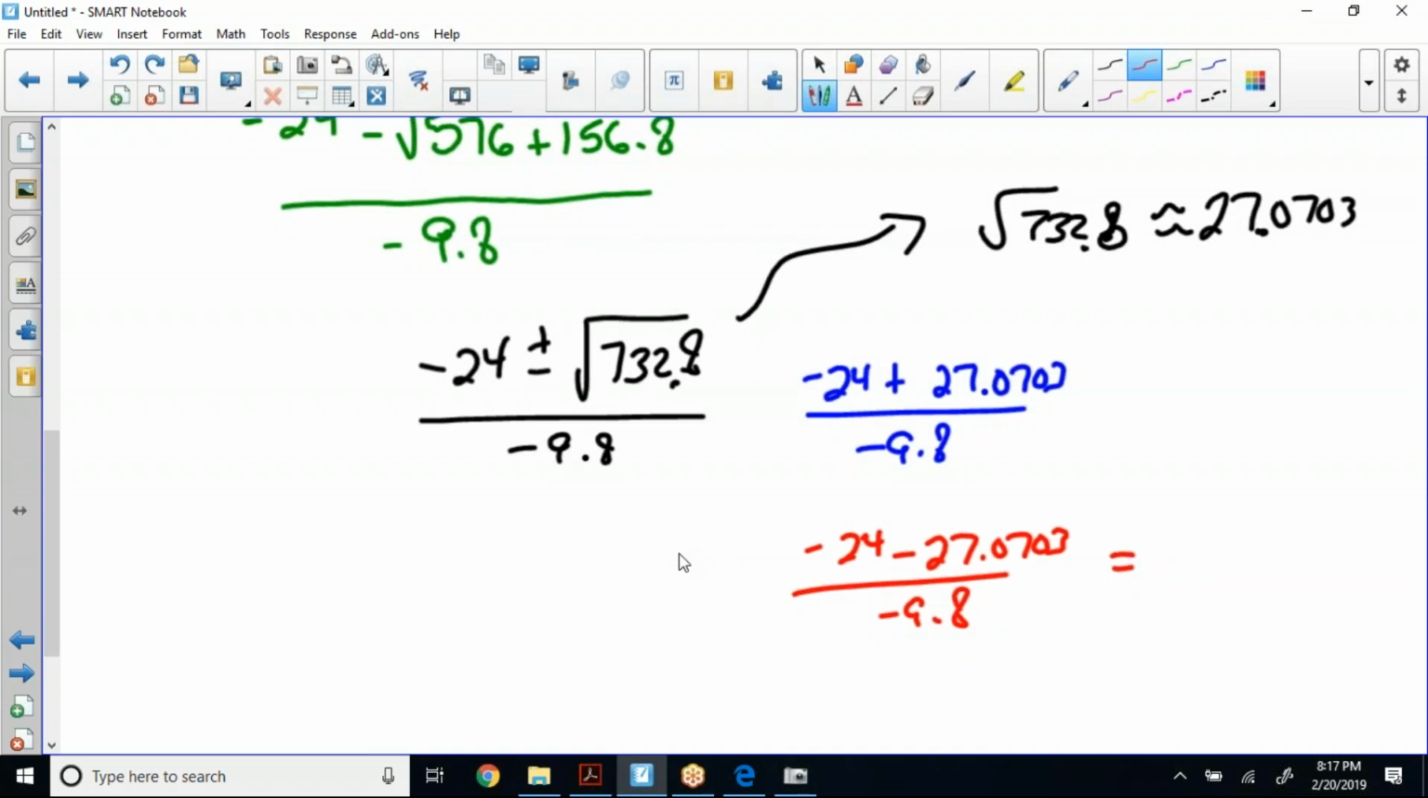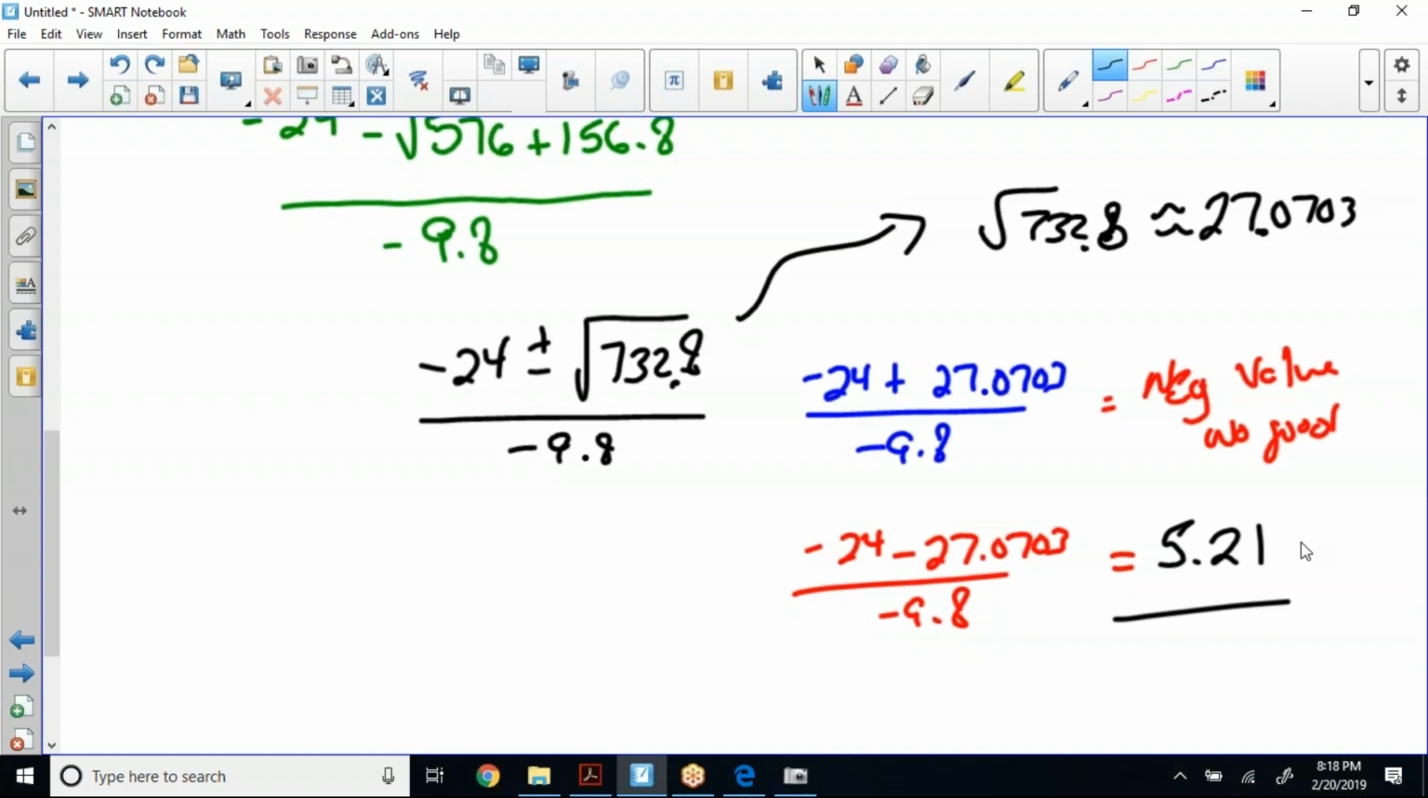This top one's going to give me a negative value. That's no good, right? We're not building a time machine. So somebody quickly do negative 24 minus 27.0703 divided by negative 9.8 and tell me what it is. 5.21. And that's 5.12 seconds. Guys, that's a good problem. That is a Mac Daddy good problem.